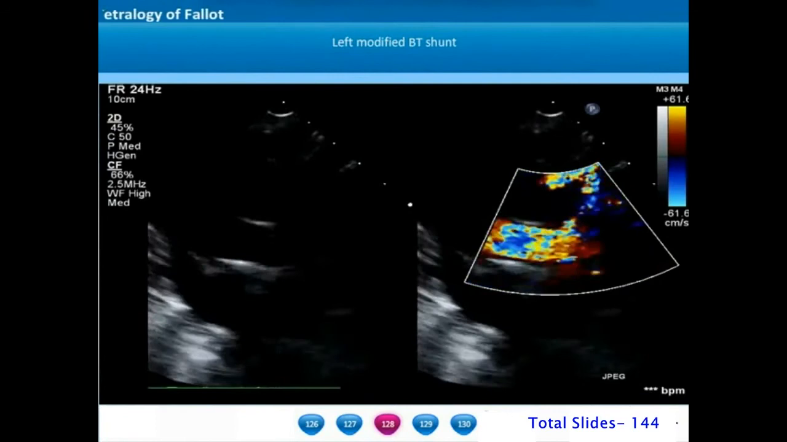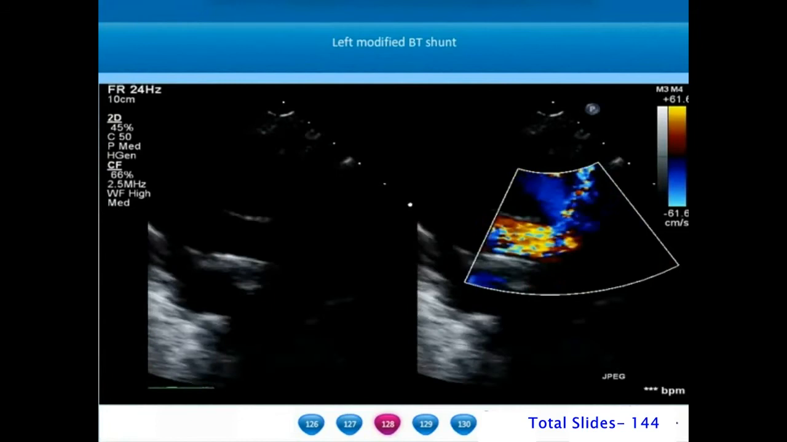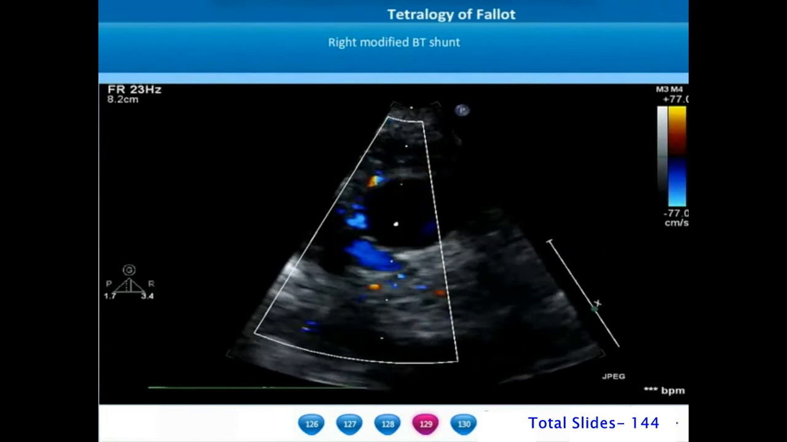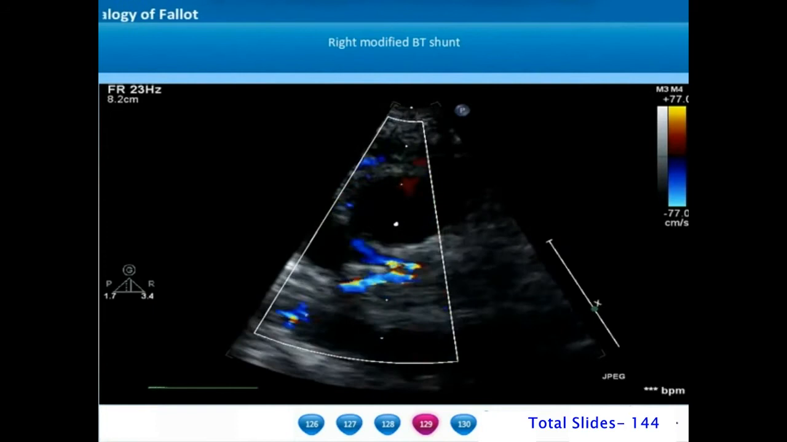More often, BT shunts are placed through thoracotomy, and this is an example of a left modified BT shunt that's given off from the left subclavian artery towards the left pulmonary artery, seen on a suprasternal view. In this suprasternal view, we can appreciate a right modified BT shunt that is seen to course along the right side of the aortic arch.